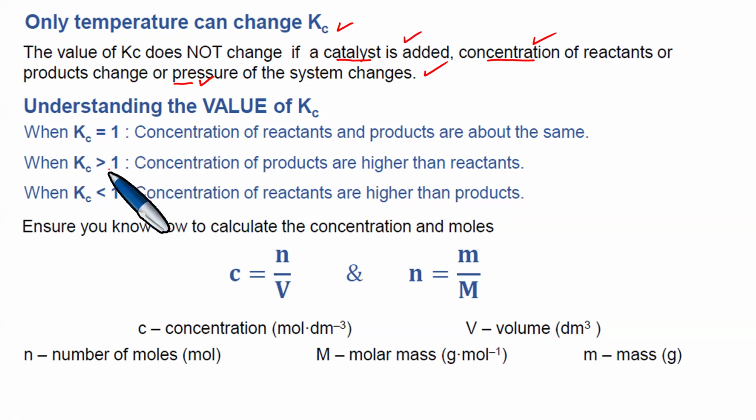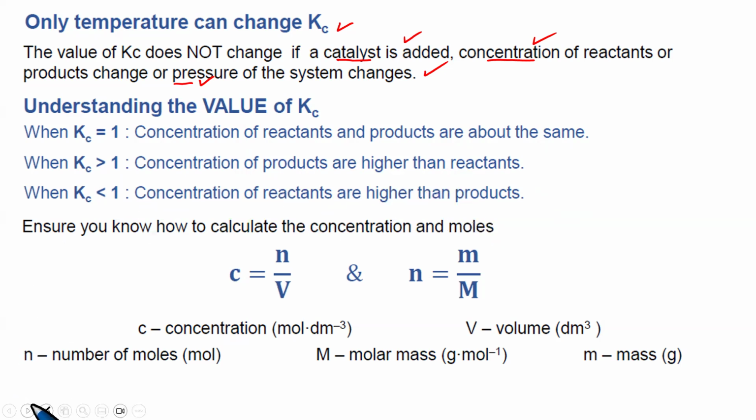Okay, but when is the Kc bigger than one? We are saying the concentrations of reactants and products are about the same. They can be about the same even if we are dealing with gases or with aqueous substances. So when is the Kc bigger than one? The concentration of products is higher than reactants.